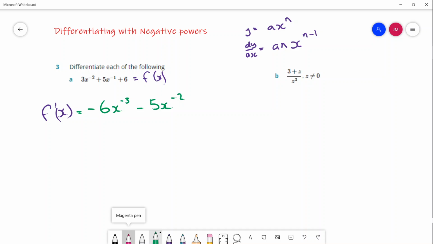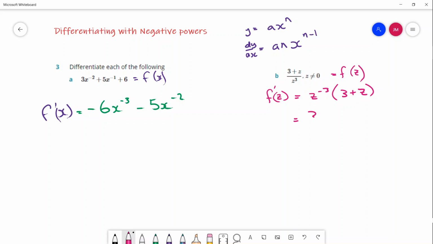Looking at part B, it's a little bit more complex. We've got, again, no function here, so I'm going to call it f of z equals f of z, where z doesn't equal 0 because that wouldn't exist. So this we can write as z to the negative 3 times 3 plus z. I'm just trying to write this with the negative powers to make it a bit easier for myself. So that denominator of z cubed, I'll put up here as to the power of negative 3.